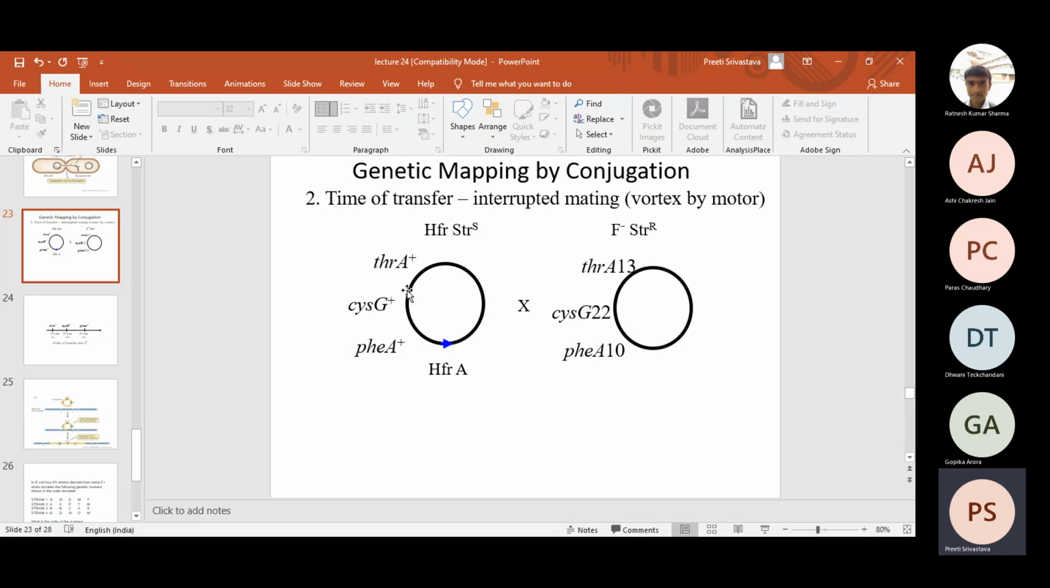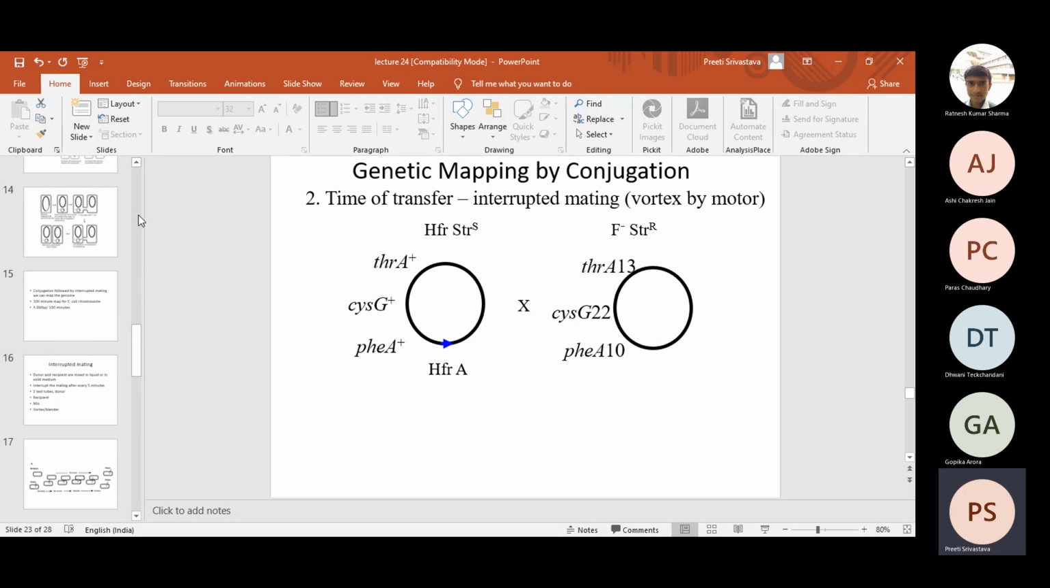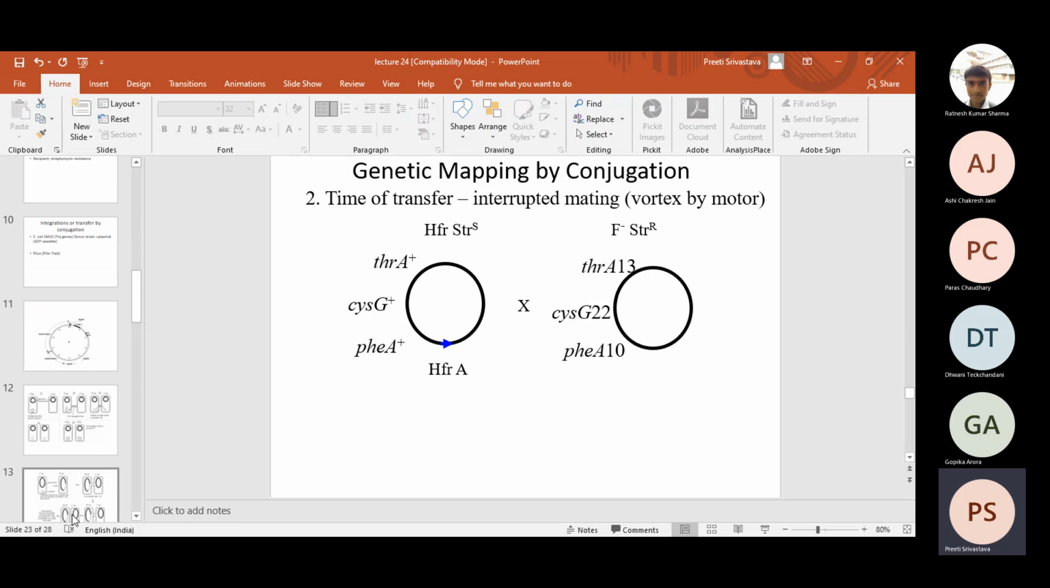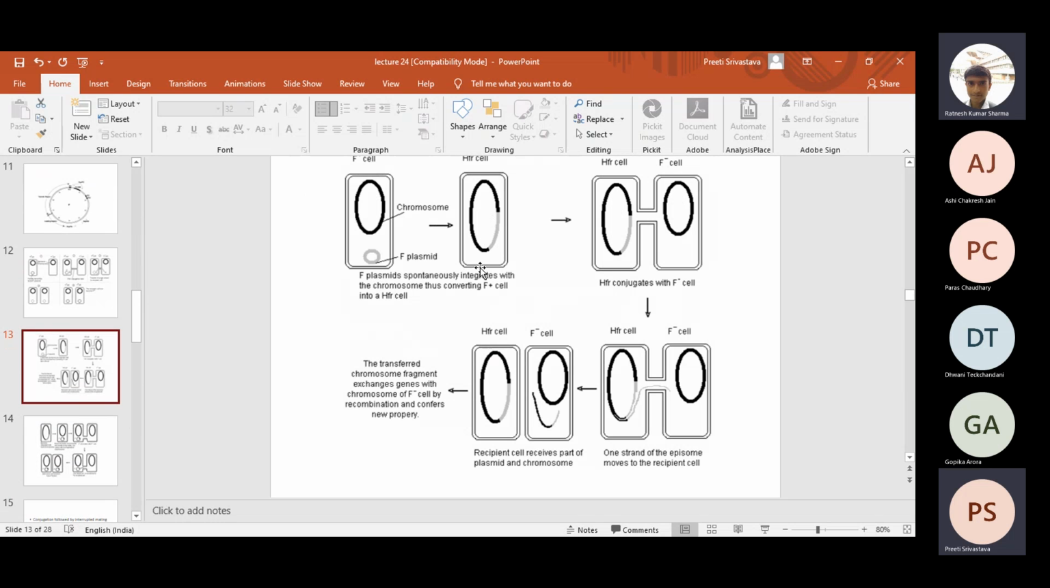Is this making sense or no? Yes ma'am, can you please repeat? Yeah, once. What I wanted to tell you was, in the way I'm showing you this figure, the blue arrow is the origin of transfer, and HFR is the strain where the F plasmid has integrated in the chromosome, over here. Now the point I'm trying to tell you is that in the E. coli chromosome, there are multiple places.